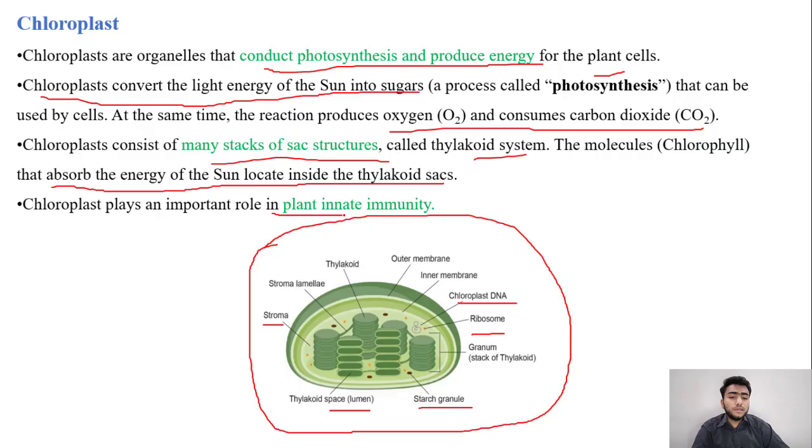They also play a part in the innate immunity of a plant. Innate immunity is basically the immunity that is contained within an organism. So really a plant cell has its own immune system as well, which is probably a new thing for you to learn, but the chloroplast also plays an important role in that one as well.